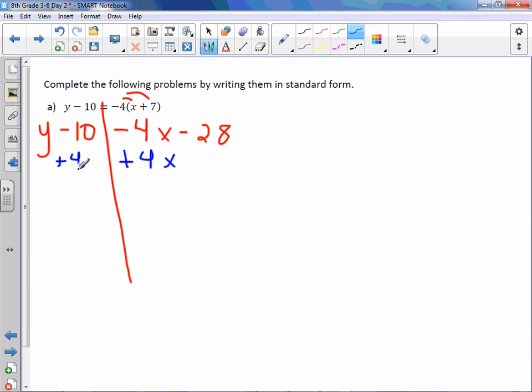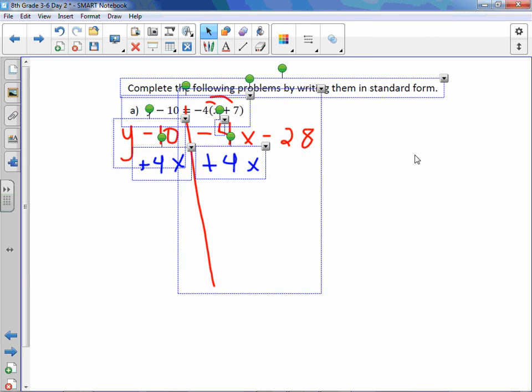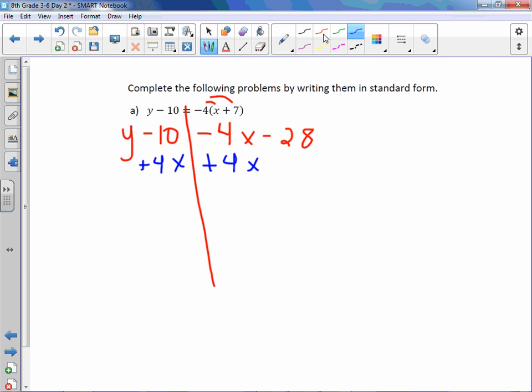Now, if you look over here on the left, 4x is not a like term with y, and it's not a like term with negative 10. So because of that, there's really nothing I can actually add or subtract together. So let's actually move this over for more room. There we go. So just write it out. Y minus 10 plus 4x equals. What's left on this side is negative 28.